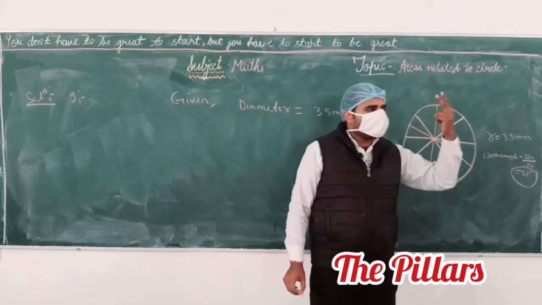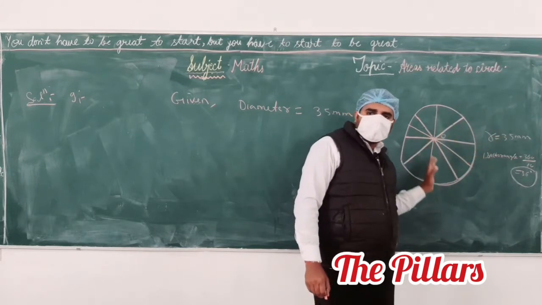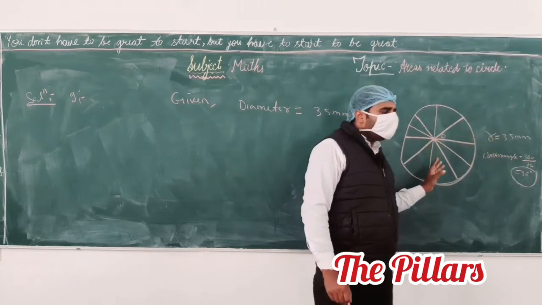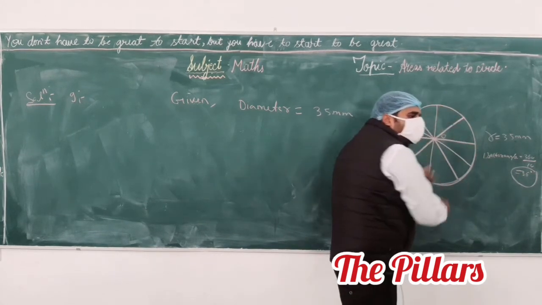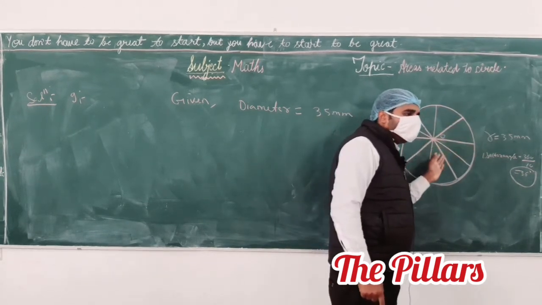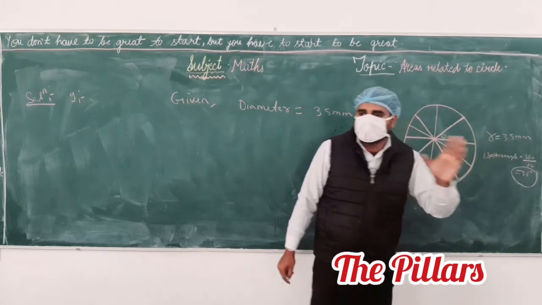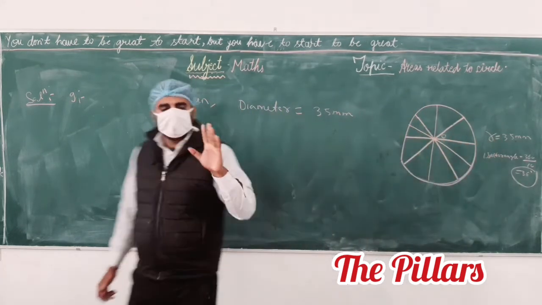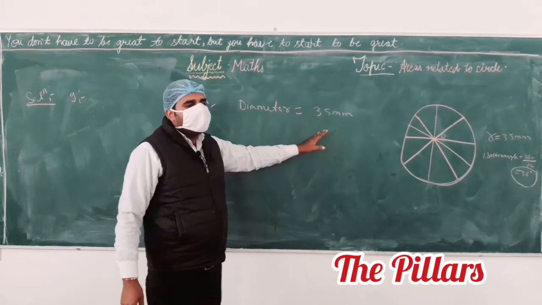The question has asked what is the total length of the silver wire? The total length of the silver wire equals the total circumference plus the length of these 5 diameters. It means 2 pi r plus 5 into diameter. Okay, given diameter equals 35 millimeter.